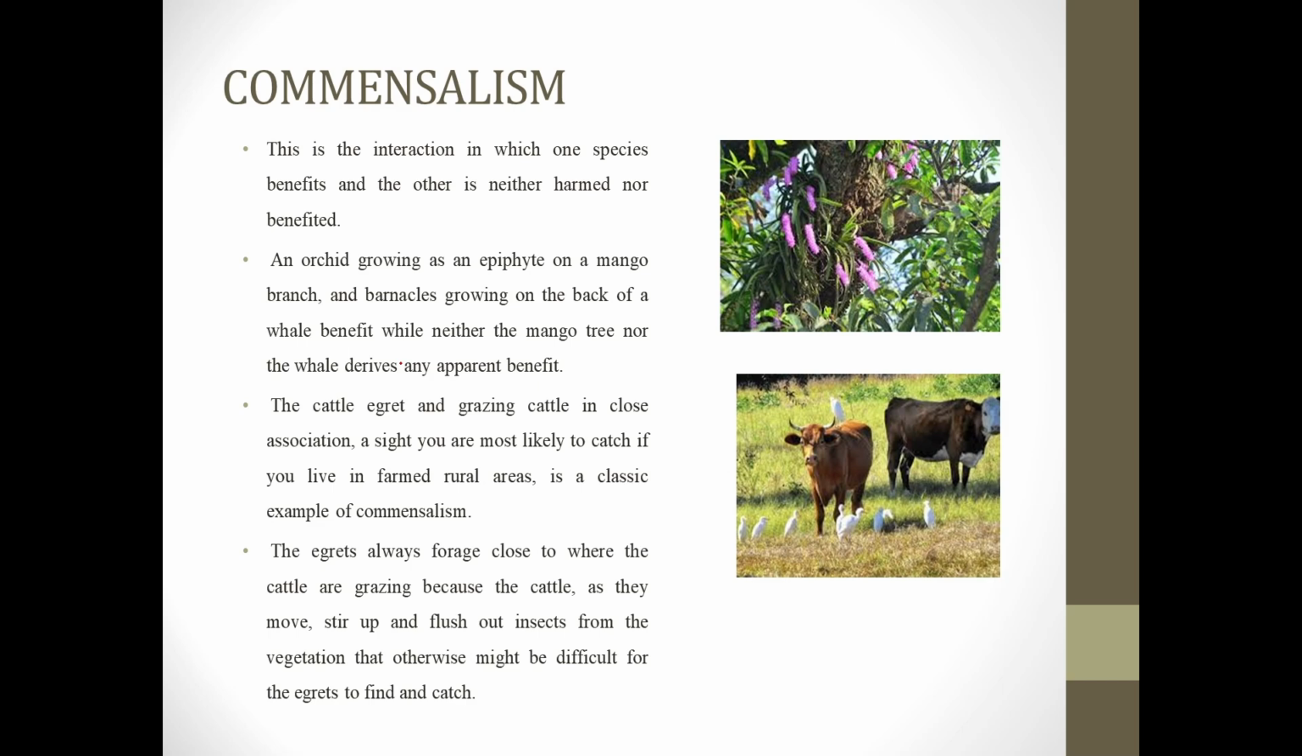Another interesting example is of the cattle egret and grazing cattle. The egret always forages where the cattle are grazing because the cattle, as they move, stir up and flush out the insects from the vegetation, which otherwise might be difficult for the bird to find and catch.